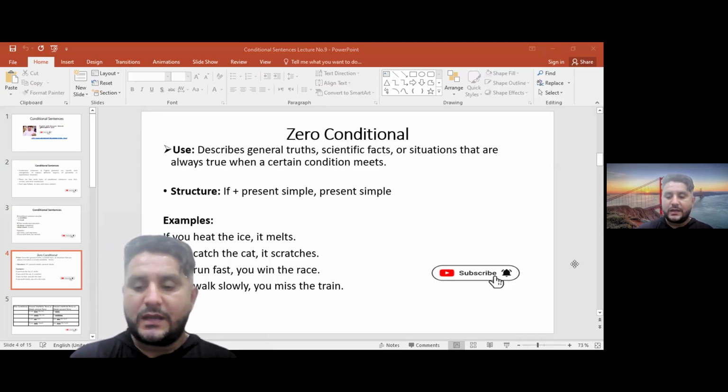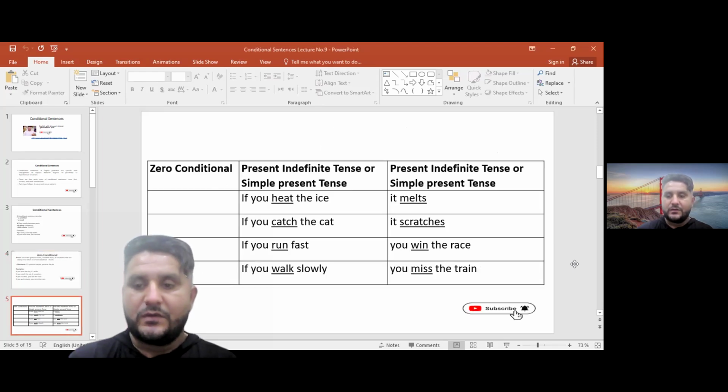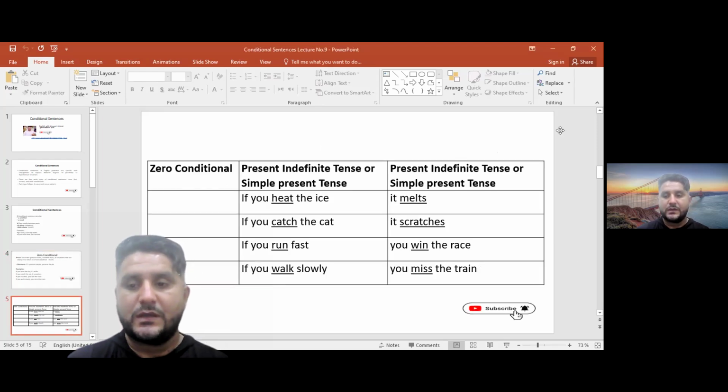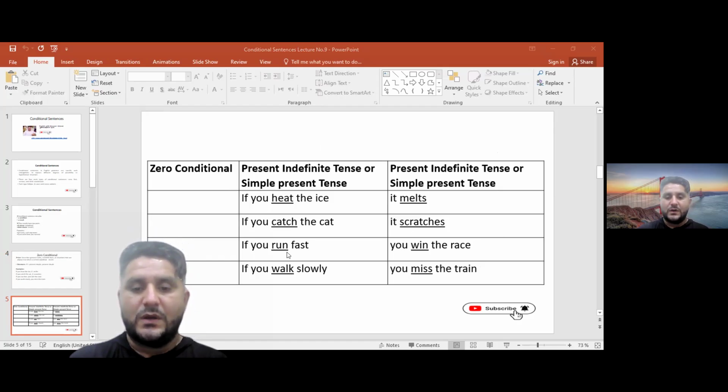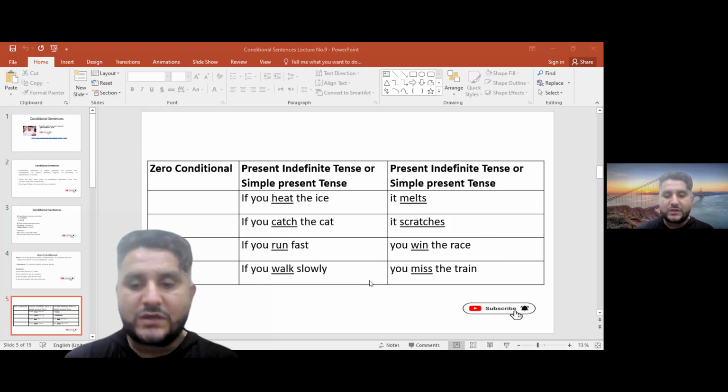We will analyze this in the next slide. Let's have an analysis of type 0. That's the if clause, and that's the main clause. In the if clause, the tense is present indefinite or simple present. And in the main clause, present indefinite or simple present tense. The commonality in these two clauses is that the tense is the same. If you heat the ice, it melts. If you catch the cat, it scratches. If you run fast, you win the race. If you walk slowly, you miss the train.